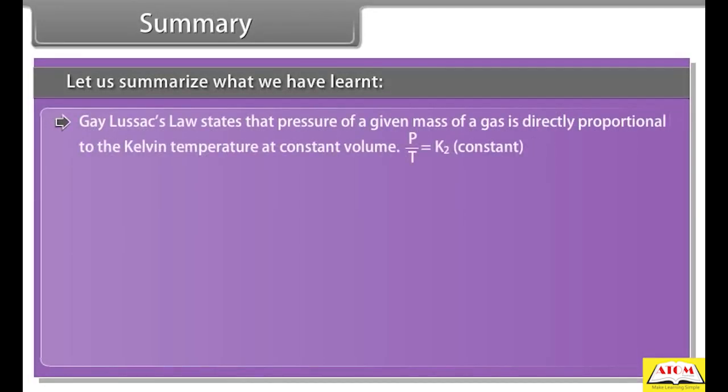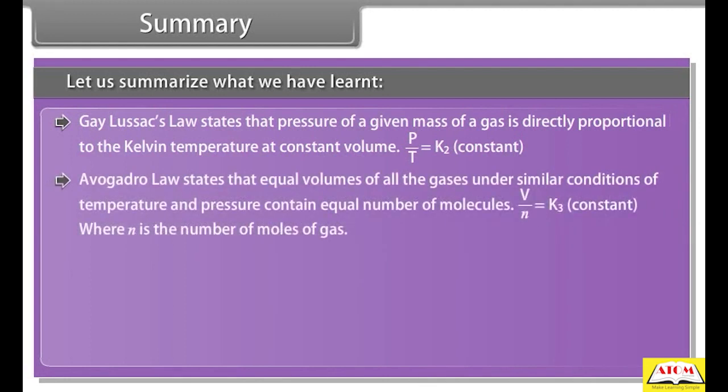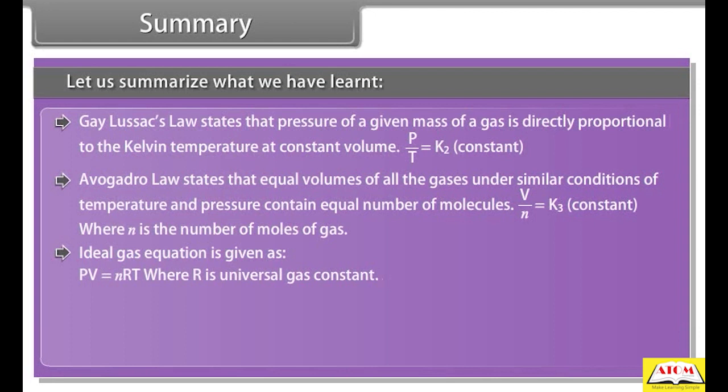Gay-Lussac's law states that pressure of a given mass of a gas is directly proportional to the Kelvin temperature at constant volume. P by T = K2 is constant. Avogadro's law states that equal volumes of all gases under similar conditions of temperature and pressure contain equal number of molecules. V by N = K3 is constant, where N is the number of moles of gas. Ideal gas equation is given as PV = nRT, where R is the universal gas constant.